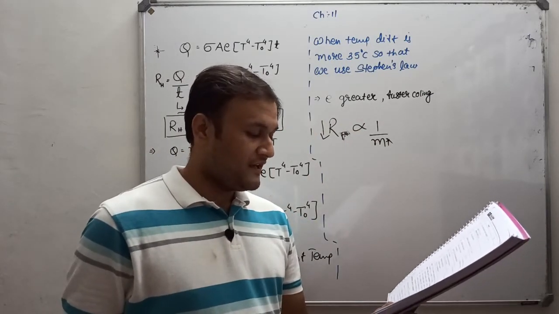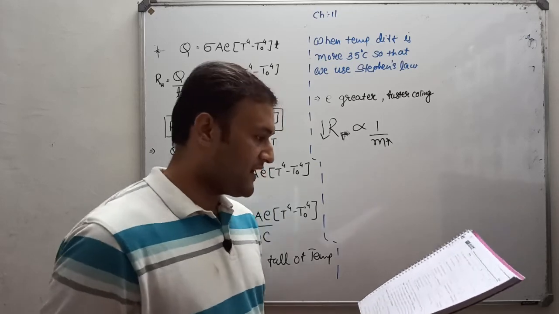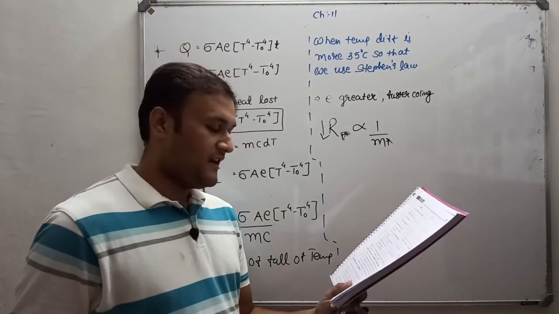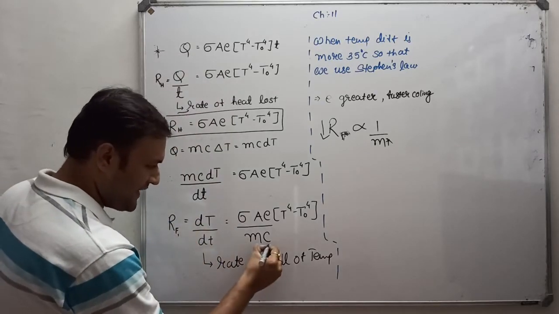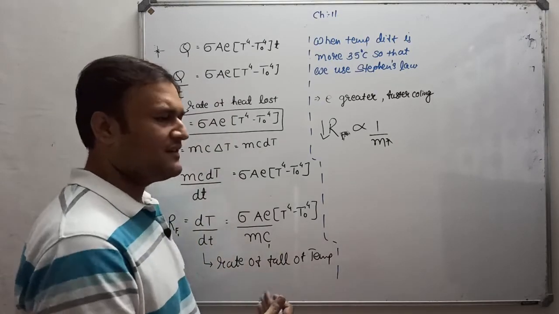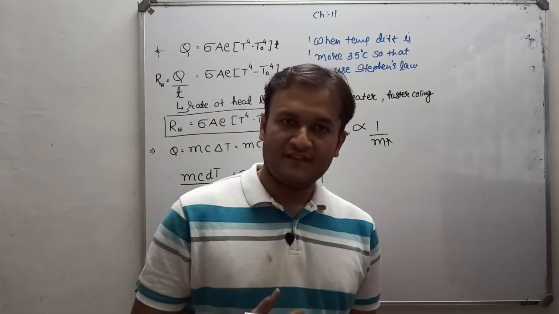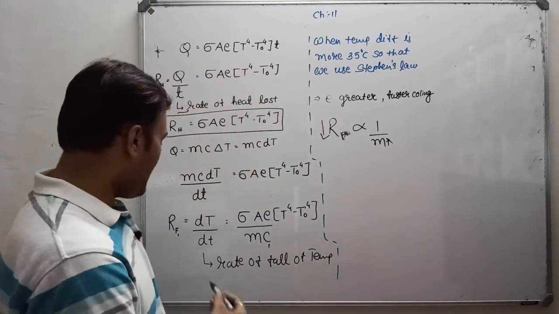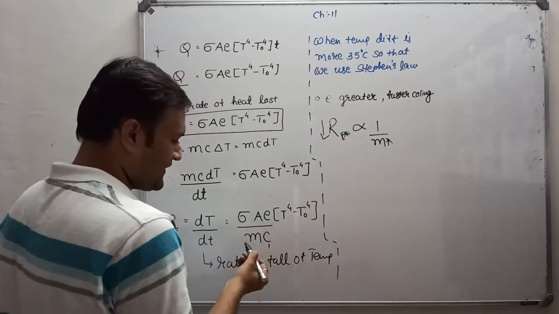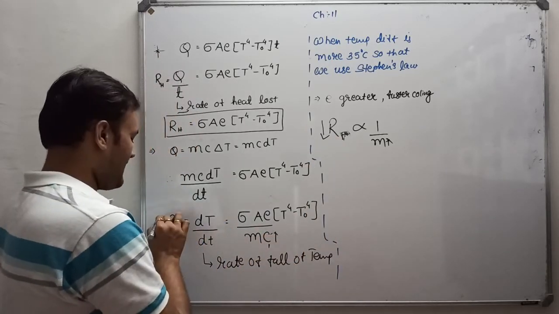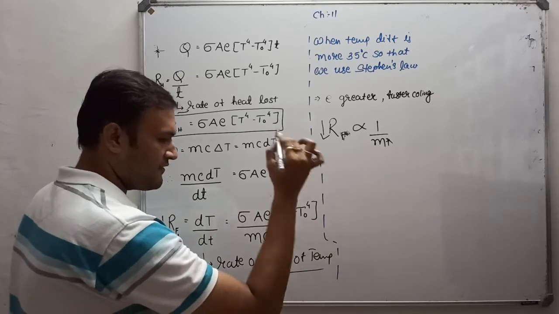Specific heat of the radiating body: the greater the specific heat of the radiating body, the slower the cooling. So RF is inversely proportional to C. Here we use the symbol C for specific heat. So RF is inversely proportional to C. It means if C increases, RF decreases, the fall of temperature will decrease.